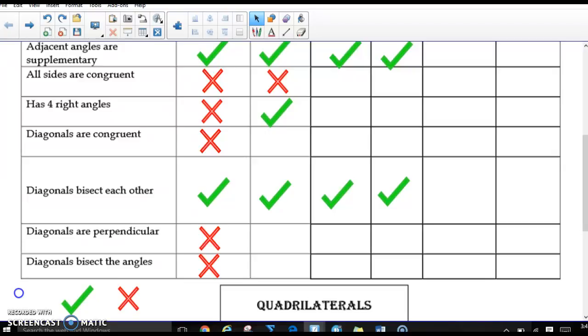Are the diagonals congruent? That was one where it seemed like guessing. People had some mistakes on that. But it is going to end up being true that in a rectangle, the diagonals are congruent. It's not going to be true that those diagonals are perpendicular. They don't intersect each other at right angles, and they don't end up bisecting the angles.